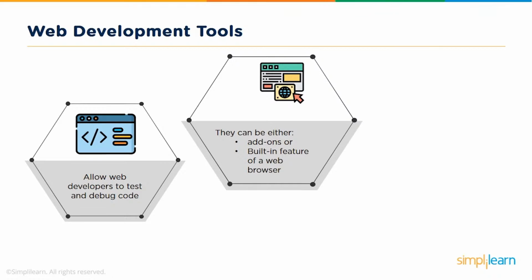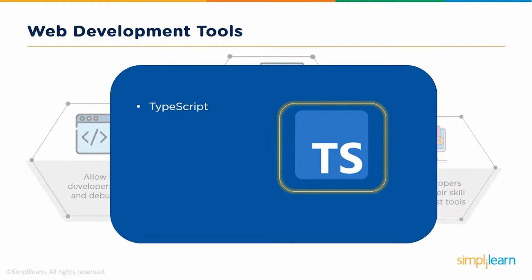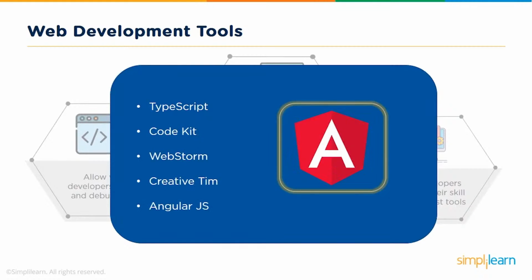Many popular web browsers today, such as Google Chrome, Microsoft Edge, and Opera, come with their own set of add-ons and additional features. In order to keep up with the rising expectations of web browsers, web developers need to continually enhance their skill set with better and more versatile web development tools. Some of the most popular web development tools are TypeScript, CodeKit, WebStorm, CreativeTim, and AngularJS.